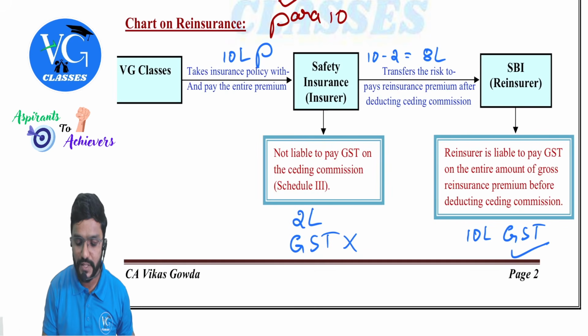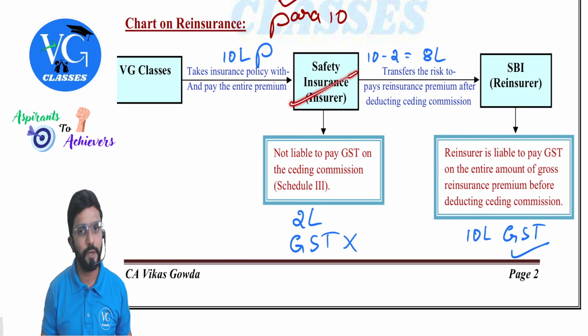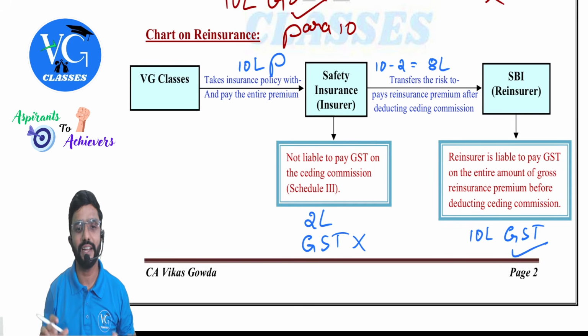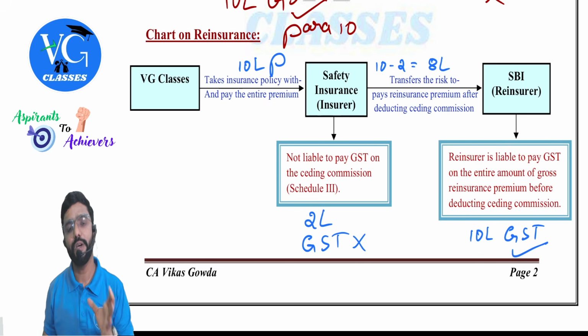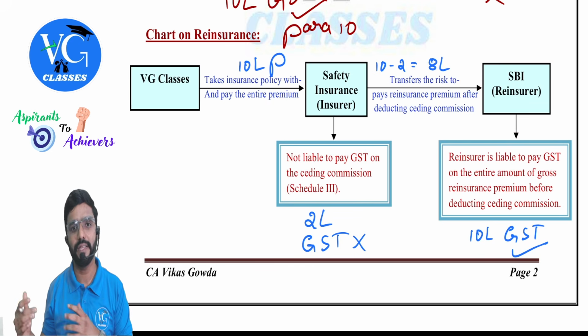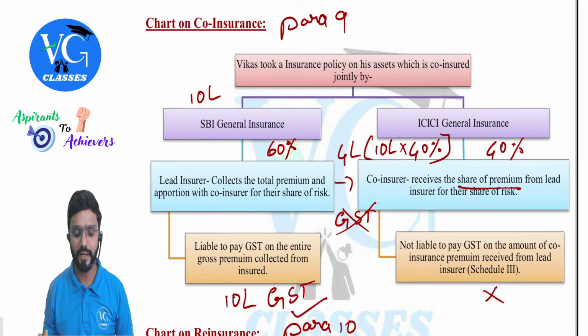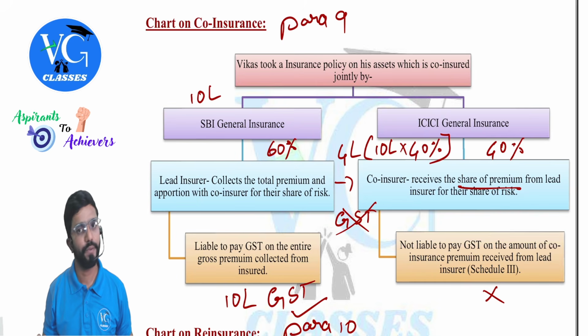So whatever is the share of Safety Insurance, we will call this as ceding commission or reinsurance commission. On that, are they liable to pay GST? No, sir. It is a part of Schedule 3, guys. Actually, it is not completely out of GST. What they are telling is, whoever is ultimately bearing the risk, let them pay the tax. Clear? So on the entire 10 lakh, the reinsurer is liable to pay GST. Same way in para 9, the lead insurer is the one who is liable to pay GST on the entire gross premium, guys. Got it?